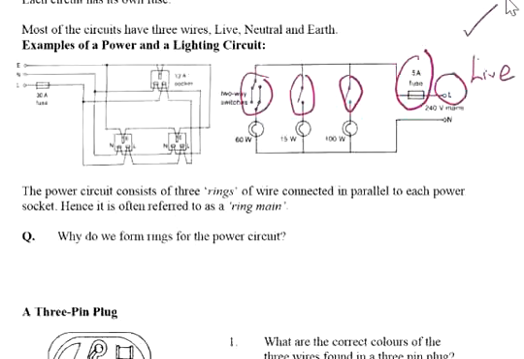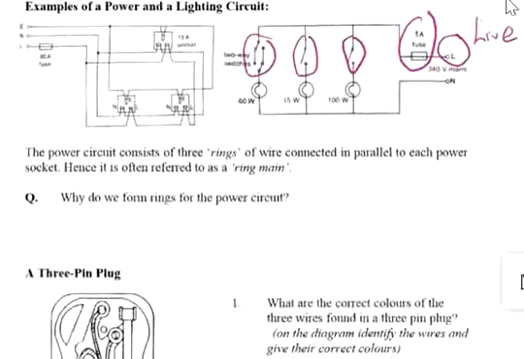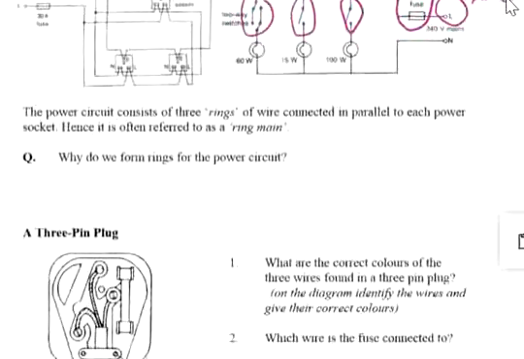The power circuit contains 3 rings of wire connected in parallel to each power socket. Hence, it is often called a ring main. Don't worry about that part. Not really that important. So we have a 3-pin plug. We explain over here what are the correct colors for the 3 wires found in the 3-pin plug, and then give their correct colors.